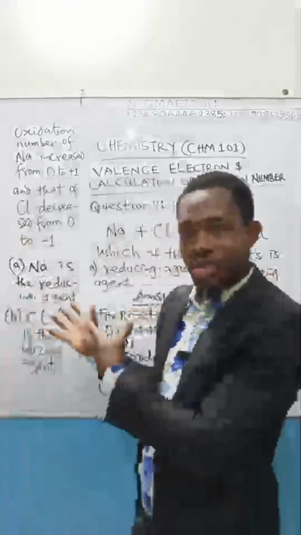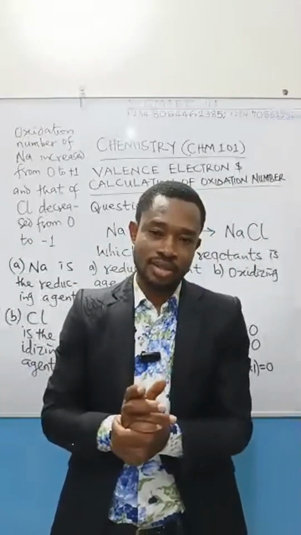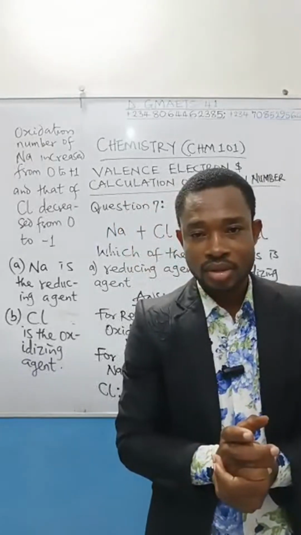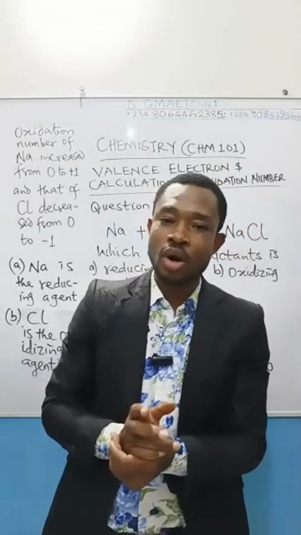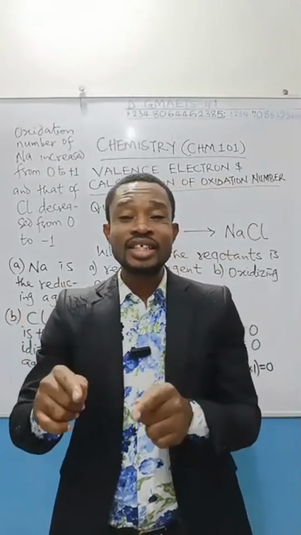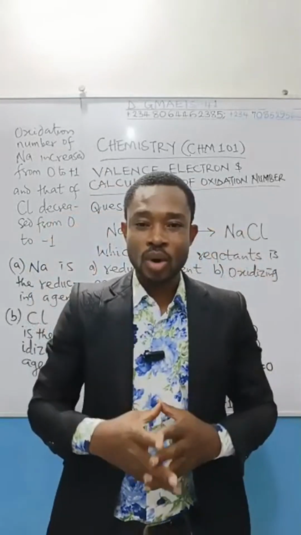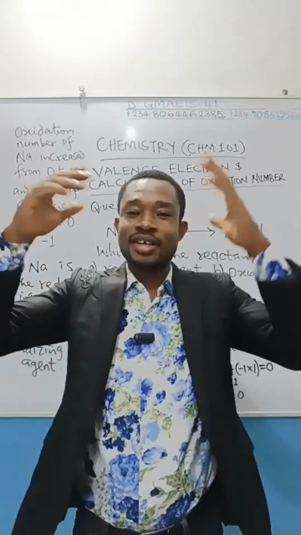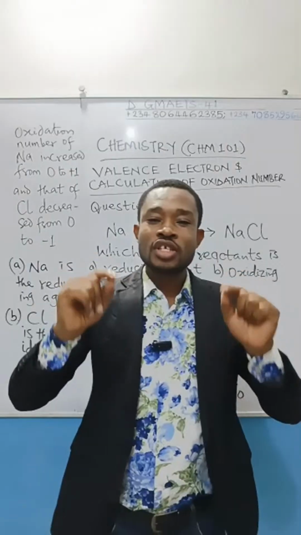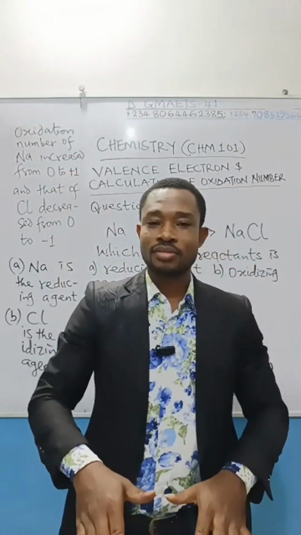And as a summary, oxidation number increases in oxidation process. Oxidation number increases in what? Oxidation process. While oxidation number decreases in what? Reduction process. At least you can fix that information in your brain. Once again, oxidation number increases in oxidation process. And oxidation number decreases in reduction process.